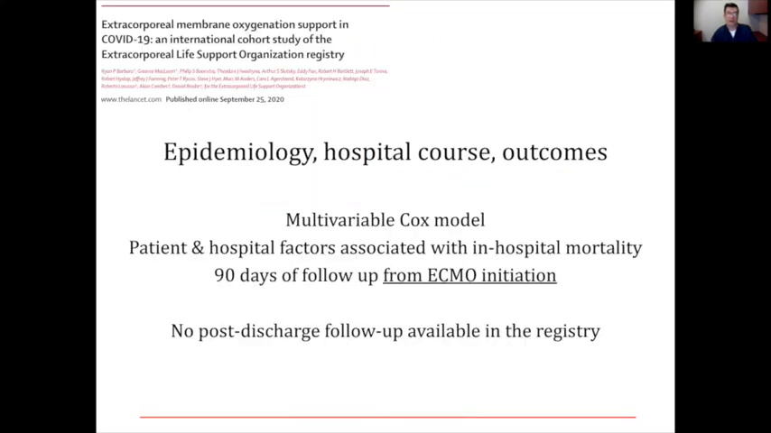And we wanted to look at the epidemiology, hospital course, and outcomes of these patients using a multivariable Cox model, and that was to look at patient and hospital factors that were associated with in-hospital mortality, looking at 90 days of follow-up from ECMO initiation. And we don't know what happens to the patients after they're discharged from the primary hospital. It's just data that's not available in the registry.